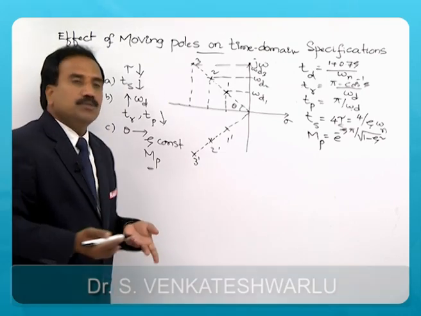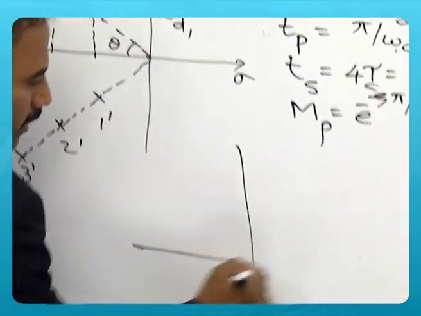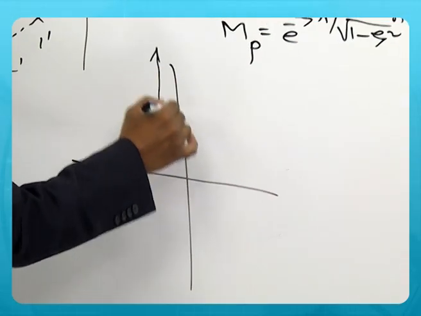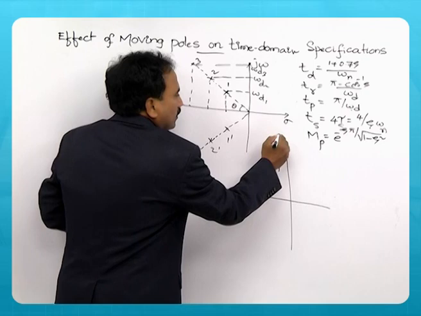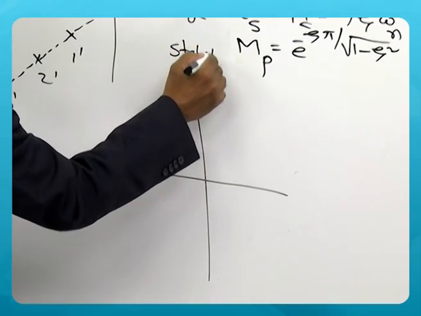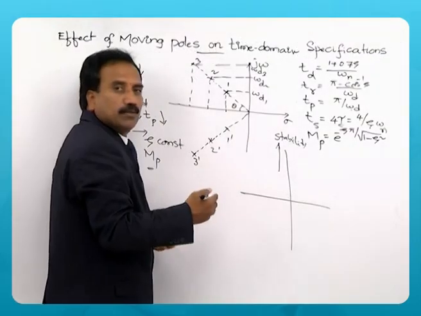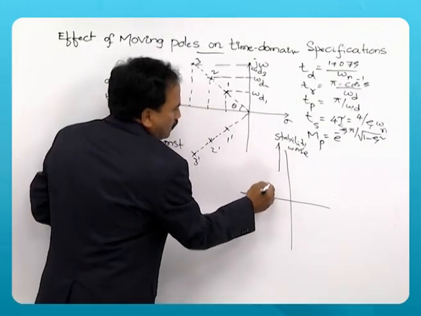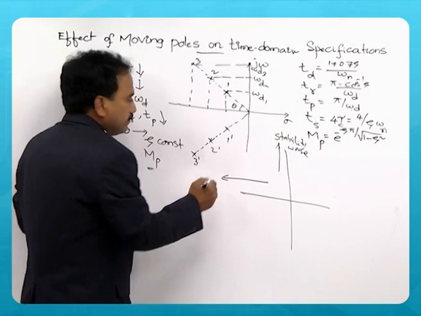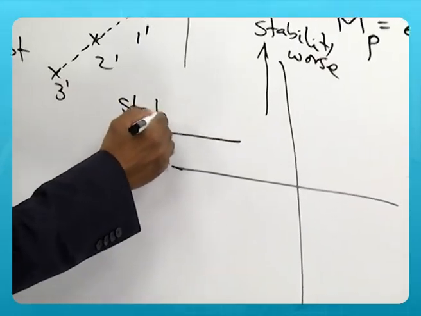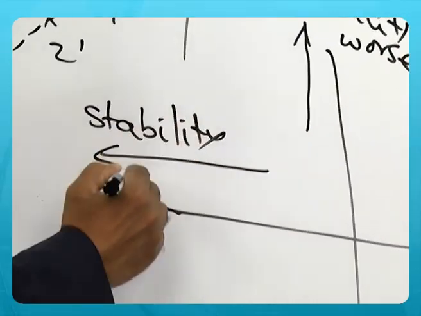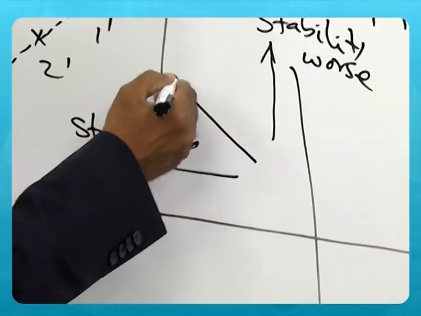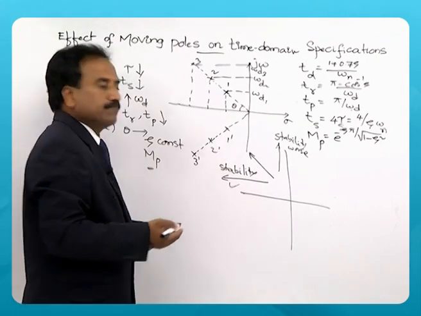So we can conclude that in the S-plane, if the poles move along the real axis vertically, stability is affected and becomes worse. When the poles move horizontally, the stability is improved, and when the poles are moving with some inclination, there is no effect on the stability.